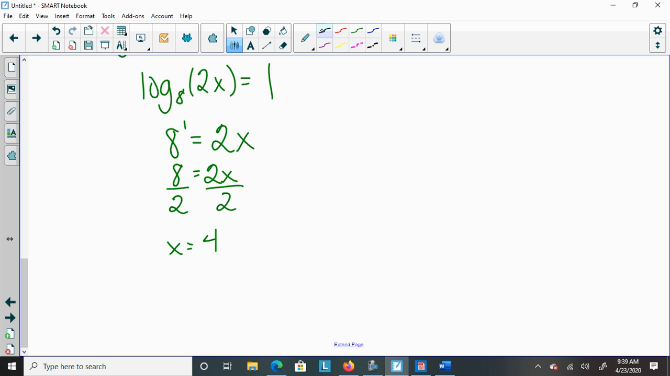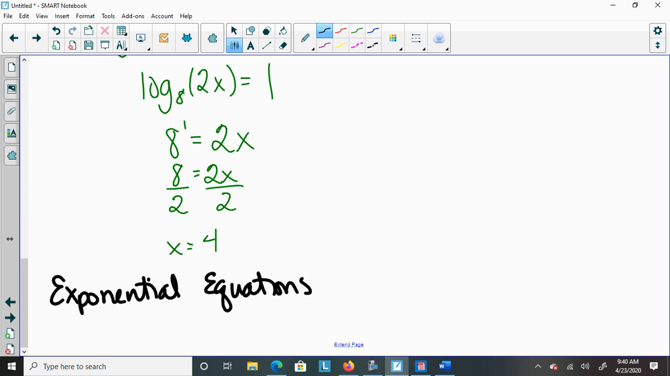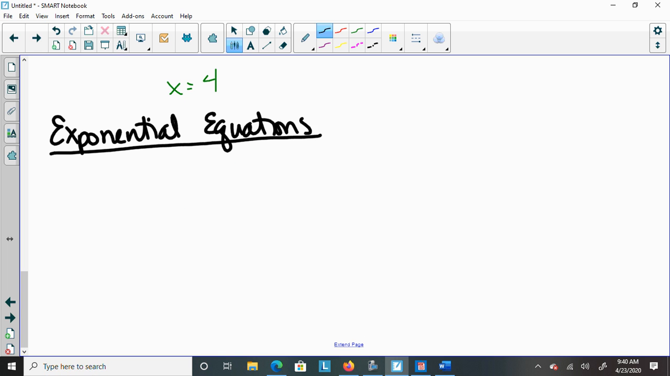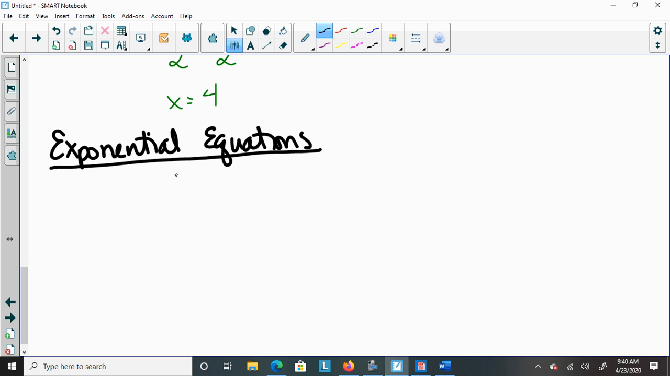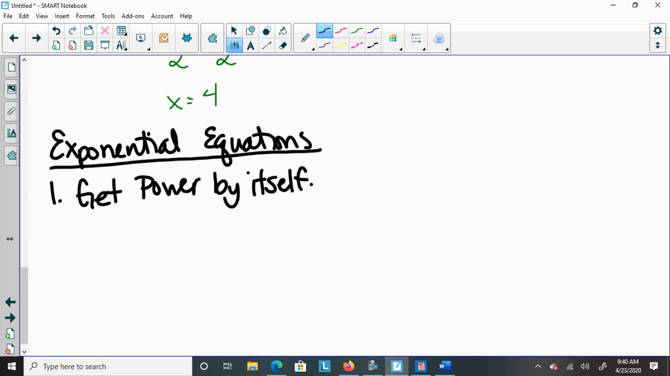So those are our log equations. Now we'll do the exponential ones. Your exponential equations are pretty similar to the log ones. Your first step is when you want to get the power by itself, or the exponent. Oh, 2 comes after 1, not 3. Then we rewrite it as a log.